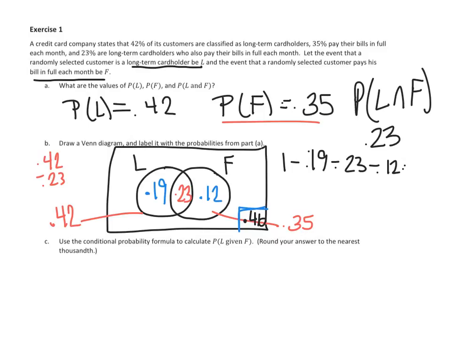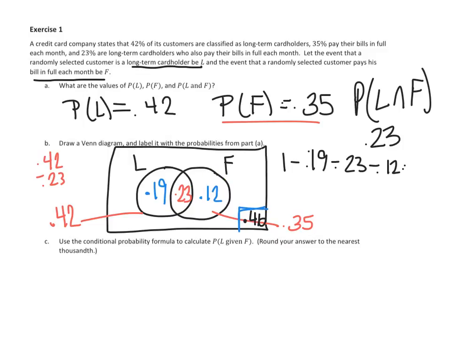0.46. So just to be clear what this talks about, this is the probability that you're a long-term cardholder, the probability that you pay your bill in full. This is the probability of being both a long-term cardholder and you pay your bill in full. And this represents that you're not a long-term cardholder and you do not pay your bill in full.